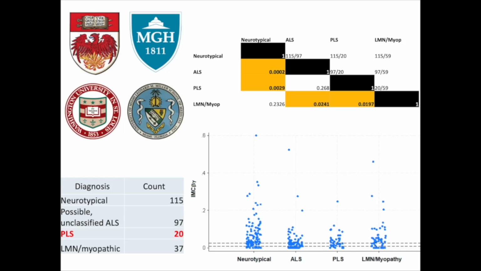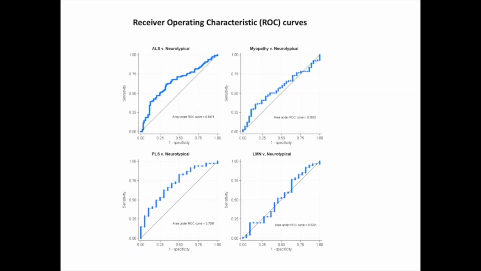And this test can, on a population level, differentiate ALS and PLS from neurotypical and lower motor neuron and myopathic conditions. And to show it, here are the ROC curves. Again, the PLS has the highest ROC curve, meaning that the IMC beta gamma has the best ability to distinguish PLS versus neurotypical, and then ALS, and then myopathies and lower motor neuron diseases do not distinguish versus neurotypical, which is consistent with our hypothesis that it's a biomarker of upper motor neuron diseases. Thank you.